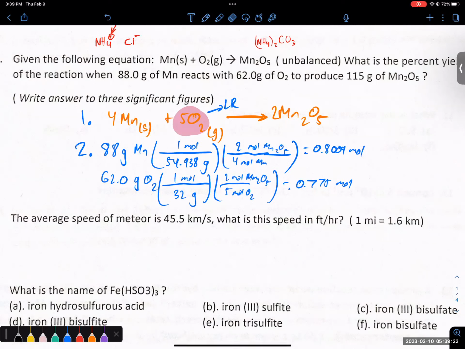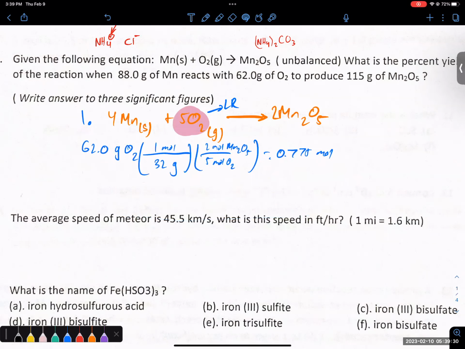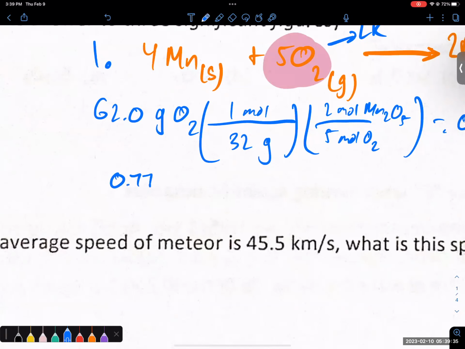All right, so we're going to get rid of this manganese stuff because we don't need it, and move this up a bit. So we get 0.775 moles of Mn2O5, right, when we make it with our limiting reagent. What's our next step? The theoretical yield? Yeah, so you solve for the theoretical yield.